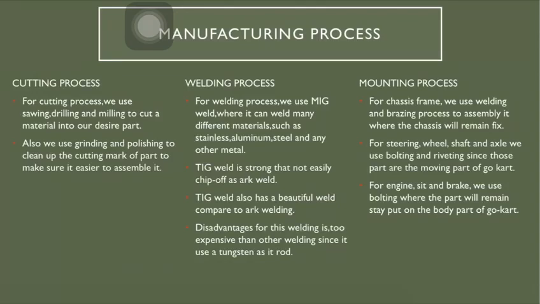As for the welding process, we use MIG weld, where it can weld many different materials such as stainless, aluminum, steel, and any other material. TIG weld is strong that not easily chip off as arc weld. TIG weld also has a beautiful weld compared to arc welding. Disadvantages for the welding is too expensive than other welding since it uses tungsten as its rod.